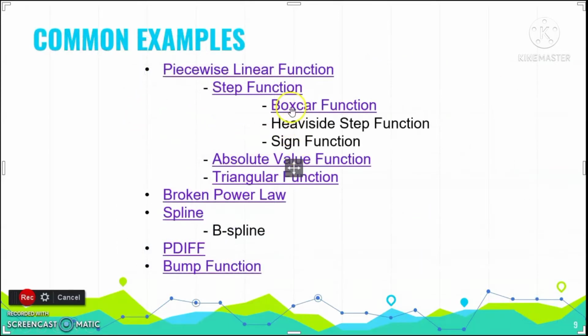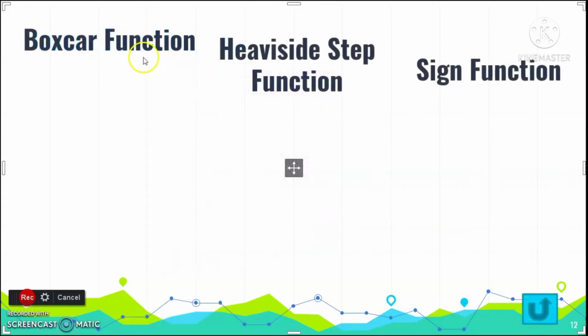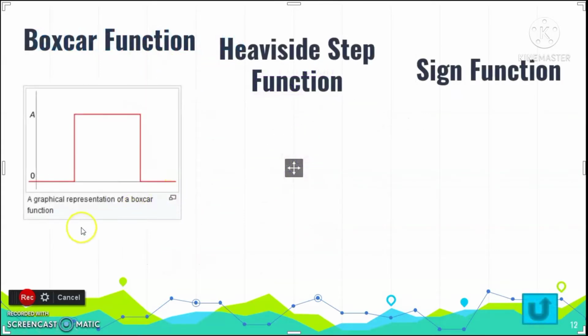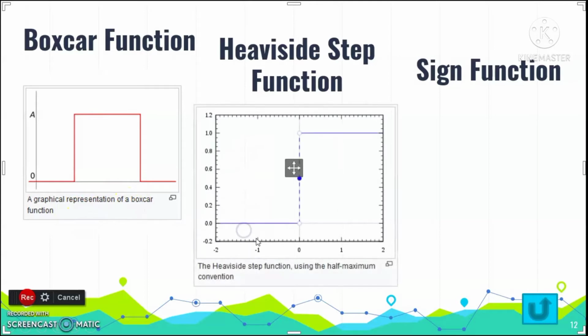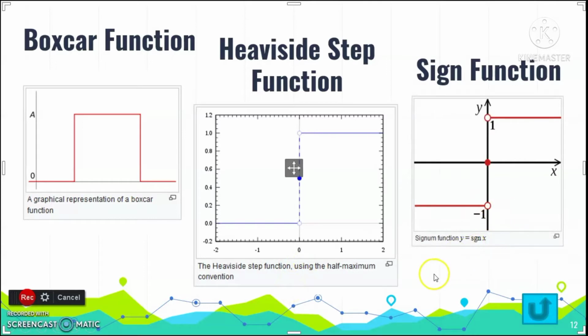We have other classifications of the step function. We have the Boxcar function. We have here a graphical representation of the Boxcar function. And we also have the Heaviside step function using the half maximum convention. And then we have the sign function. So that is an example of a step function.